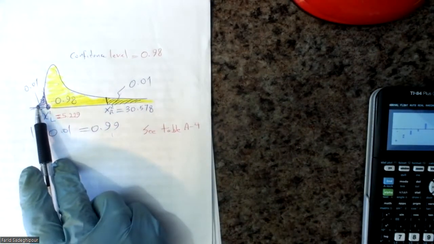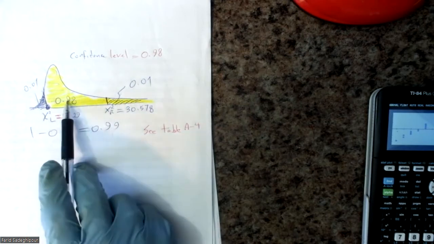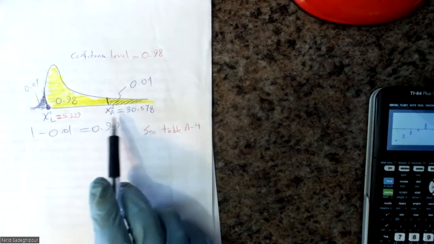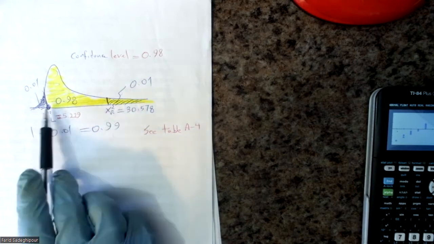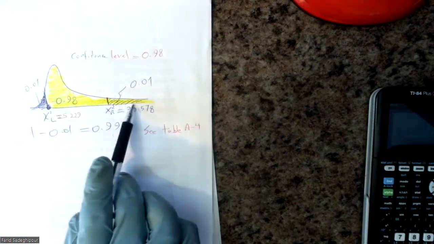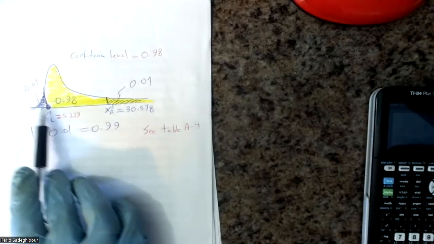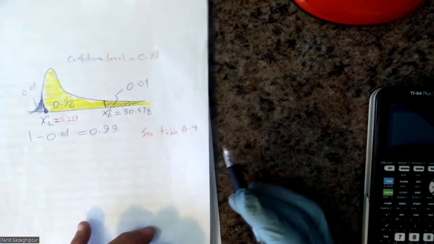If the significance level is 0.01 and it's two tails, and this is 0.98, how do we find X2L and X2R? Again, X2R is to the right, and X2L, what's the area to the right? It is 0.98 plus 0.01, or 0.99, or you could just say 1 minus 0.01, which is 0.99. That's how you do the calculation using table A4.